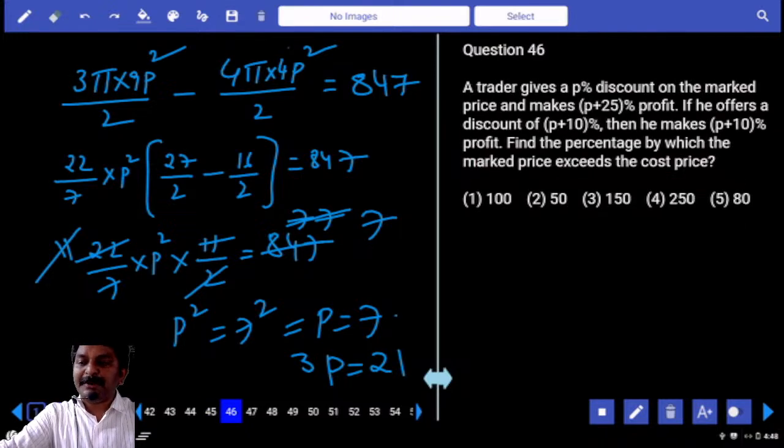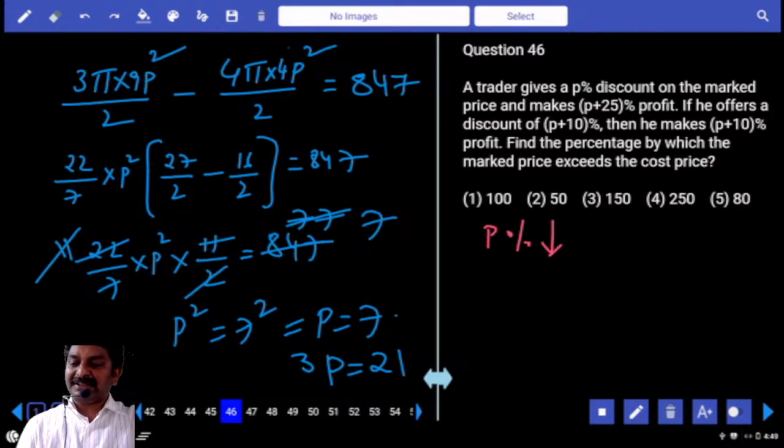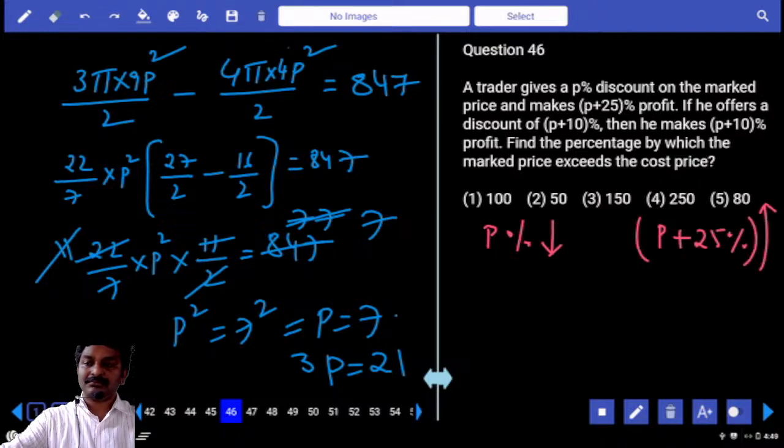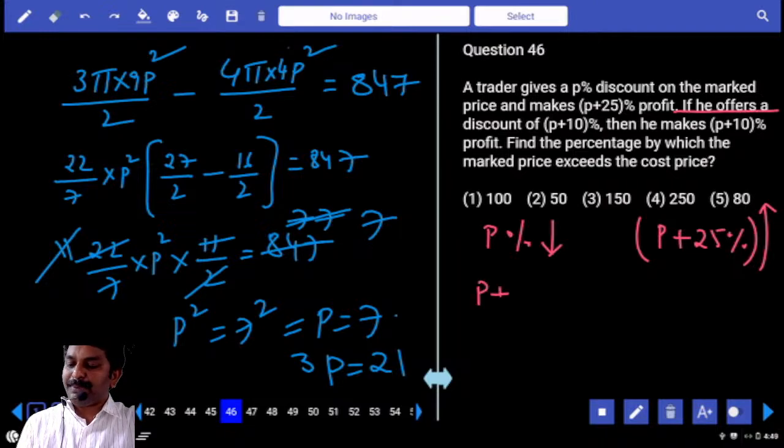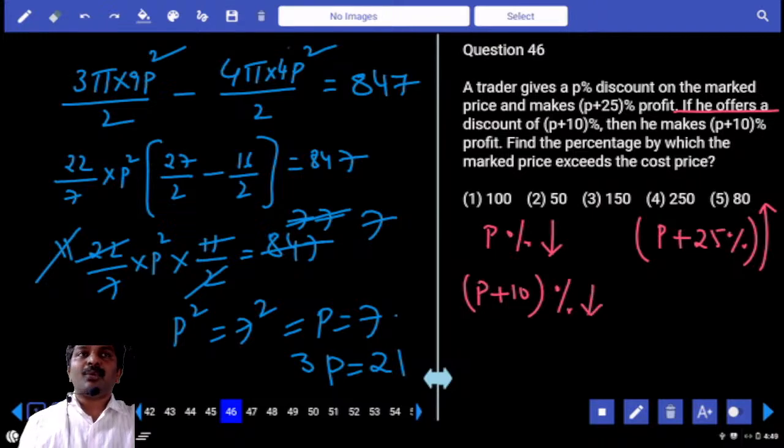A trader gives P% discount on the market price and makes P plus 25% profit. First he decreased value by P percentage, then his profit is P plus 25% profit. So it will be more. Next he offers a discount of P plus 10%. This is discount. What happens if you give more discount?